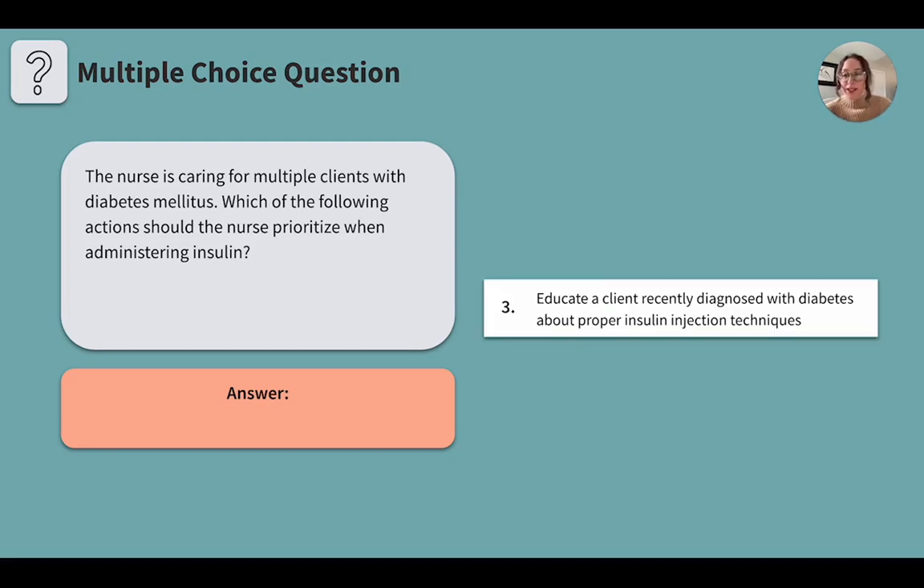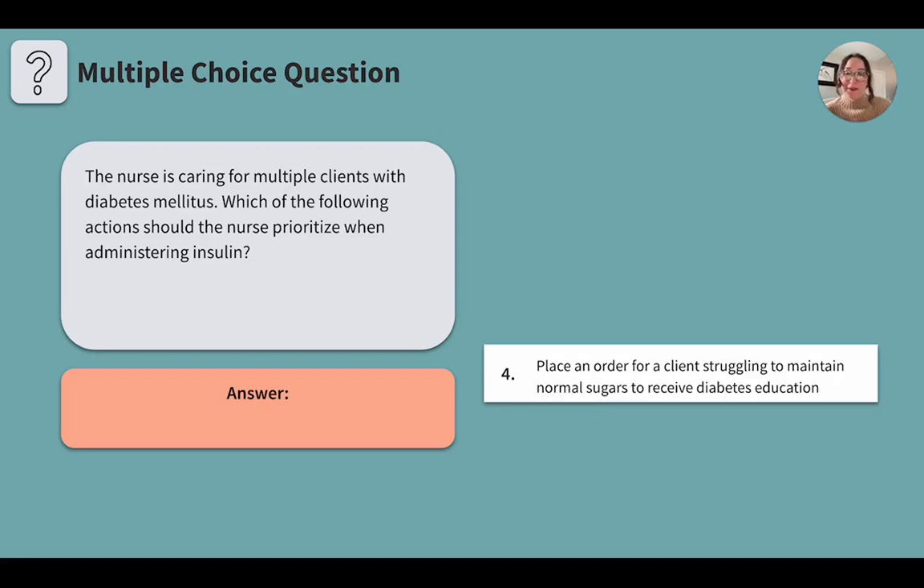Educate a client recently diagnosed with diabetes about proper insulin injection techniques. As nurses, we know that education is important, but is it the most important task? If you said no, then you'd be correct. If the question mentioned the client preparing for discharge immediately, then it may take priority, but based on the answer choices we've read so far, this is not the highest priority.